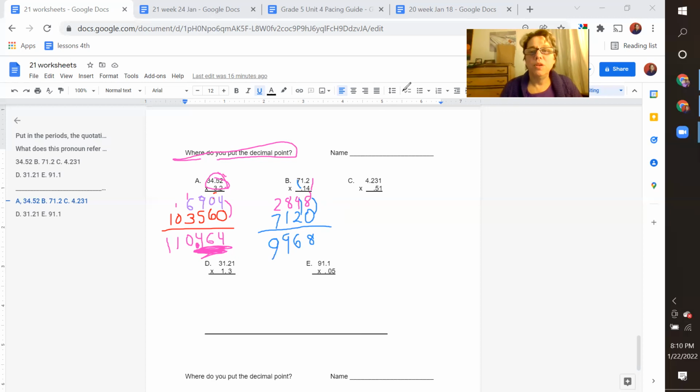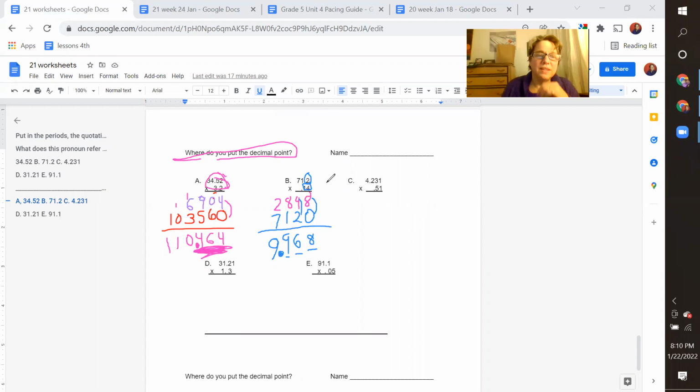Now, the important part, what are we doing? This is what we're studying: where do you put the decimal point? So again, I'm going to look at my original numbers. I have this number 2 over here, and I have a 1 and a 4. So that is 3 numbers. 1, 2, 3. Everybody see that? So where am I going to put my decimal point? 1, 2, 3. My answer has to be here.